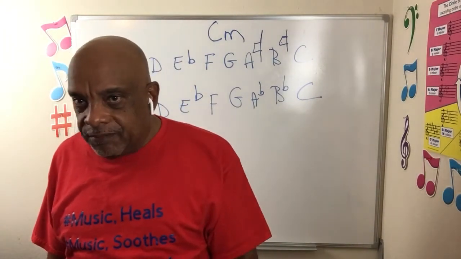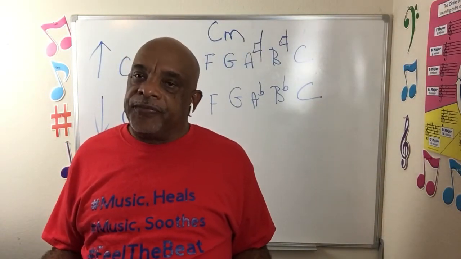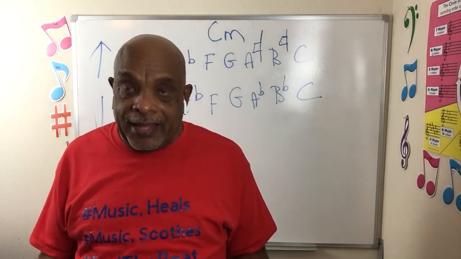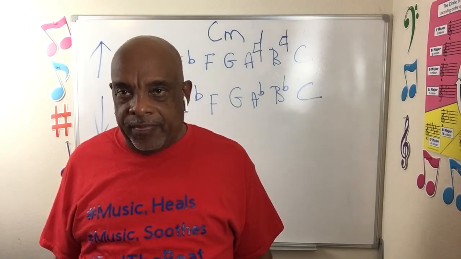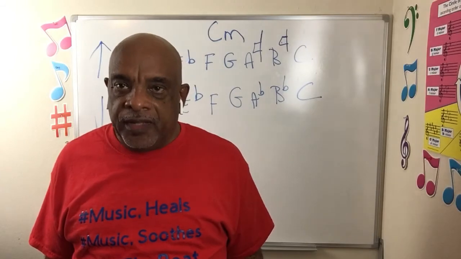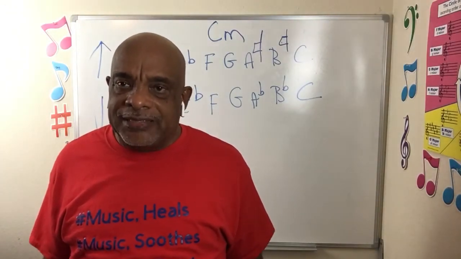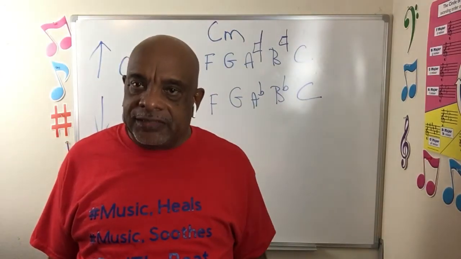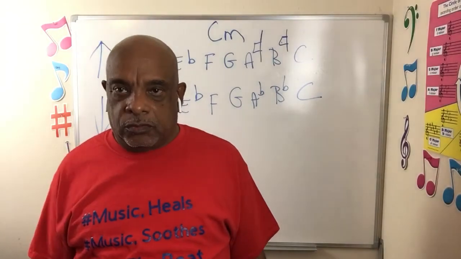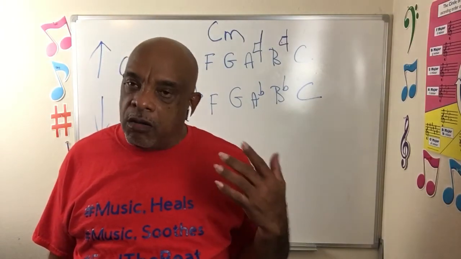In the melodic minor, ascending or going up, the 6th and the 7th degree of the scale is raised a half step. One more time. In the melodic minor, ascending or going up the minor scale, the 6th and the 7th degree is raised a half step. So in this case, the A flat goes to A natural, the B flat goes to B natural. All right? That's ascending or going up the scale.